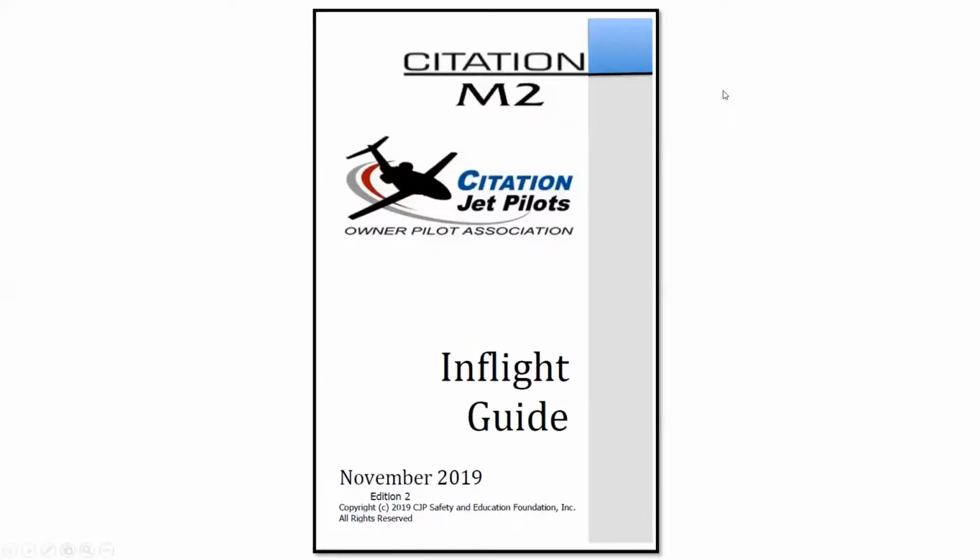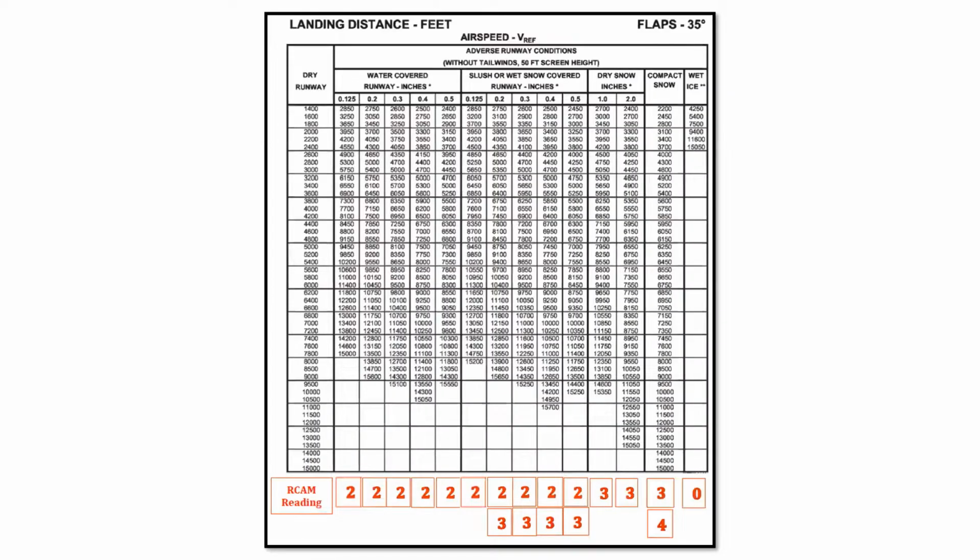So one of the tools the Safety and Education Foundation has created are the in-flight guides available for most of the major models our members fly. And in this particular case for the M2, one of the useful charts in all of these in-flight guides is an excerpt from the AFM that shows the correction for a contaminated landing. And we've done a little correlation across the bottom with those runway condition codes.